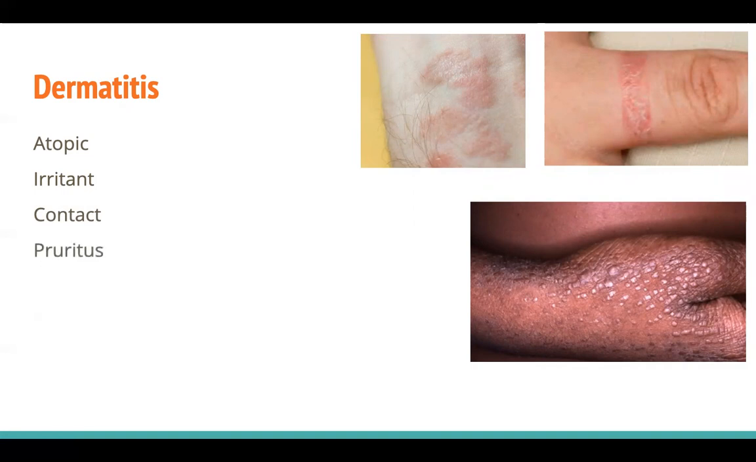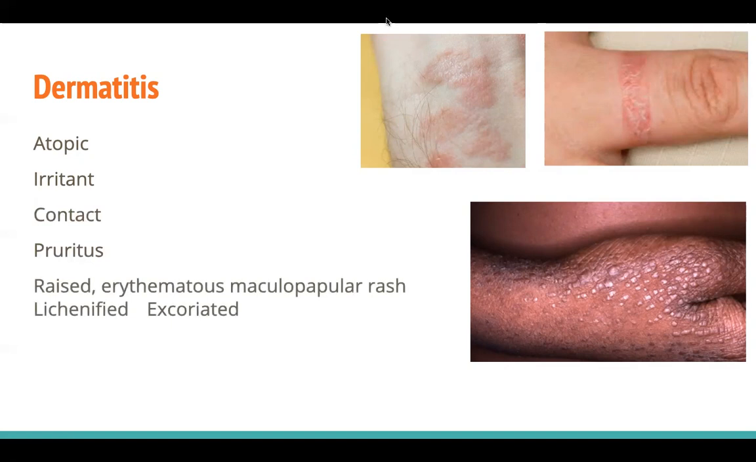Dermatitis is often associated with pruritus, particularly in the flexors. So you can see here in the wrist area, it's a raised, erythematous, maculopapular rash. It's usually lichenified and excoriated. So lichenification, like I mentioned before, is the hardening of the skin, and excoriation, it's quite evidently been scratched.